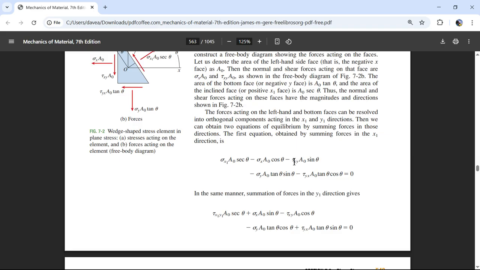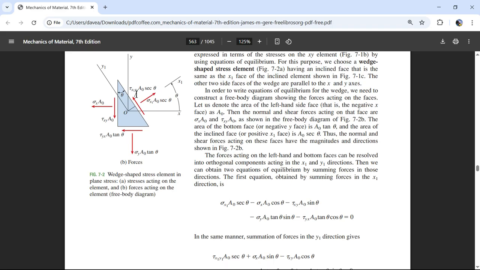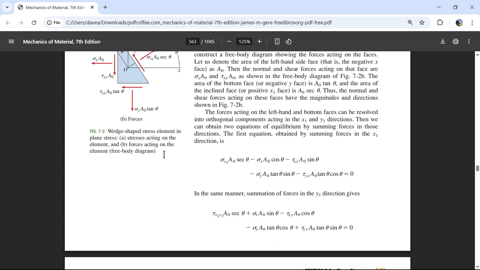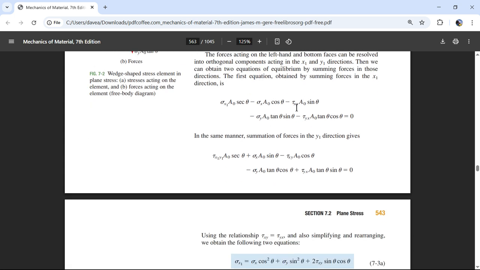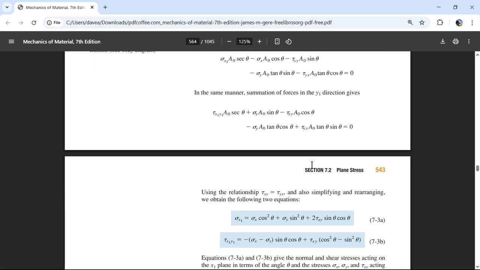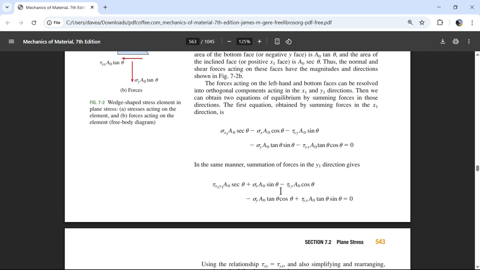At any point you can just say these are the same. You know what I mean? Even on this diagram, you don't have to call this tau yx. You could just call it tau xy, because they're equal. Anyway, they carry all that through and then make the association right here that tau xy is equal to tau yx. Cool. So we caught that.